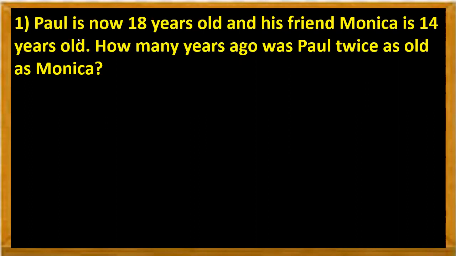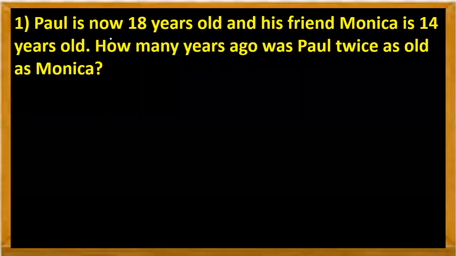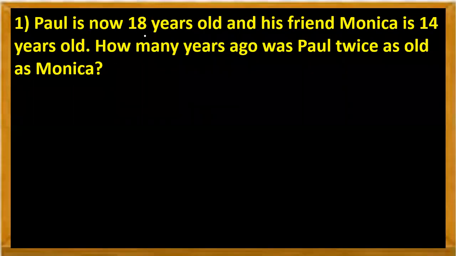So, kung i-analyze natin yung problem. Okay, so mayroon tayong dalawang character. So, si Paul, ang edad ni Paul ngayon, meaning to say, by the word now, it means present. So, ang edad niya ngayon is 18 years old. Samantala naman, ang edad ng kanyang friend na si Monica, okay, the present age of Monica is 14. So, meron tayong given na age ng dalawang tao natin dito, si Paul and Monica. At present, alam natin kung ano yung edad nila.